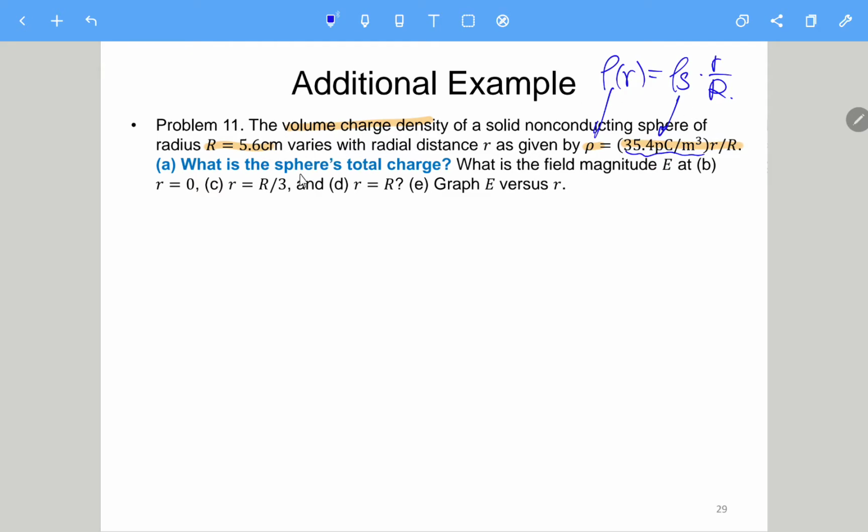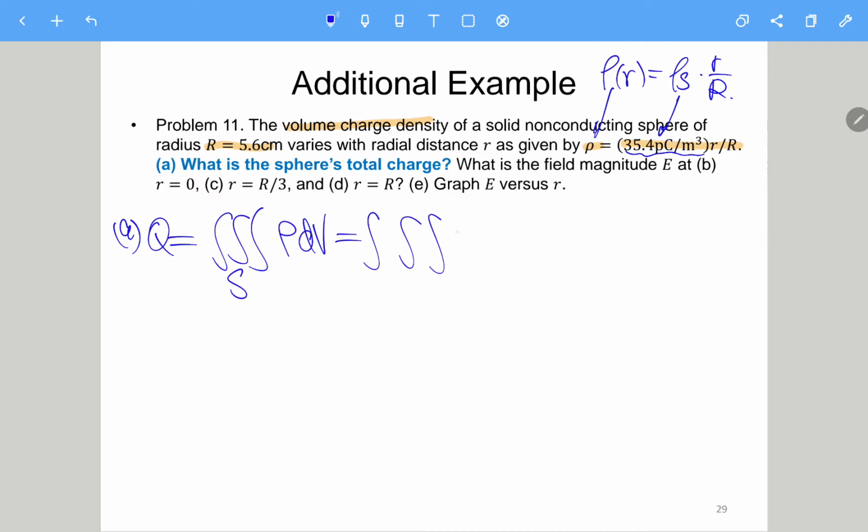And then what is the sphere's total charge? We can calculate the total charge by this integral, rho dV, over the sphere. Rho is a function of r, so we can just write rho s times r over capital R. So this is rho. And what is dV? This is a sphere.